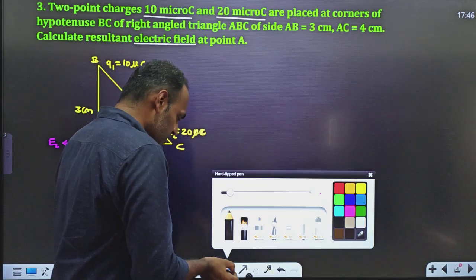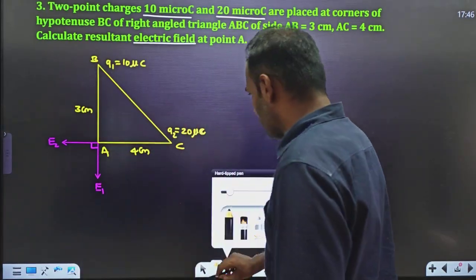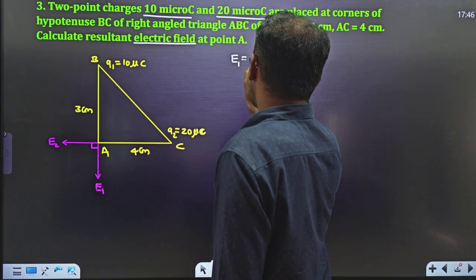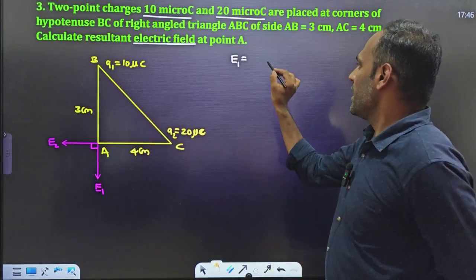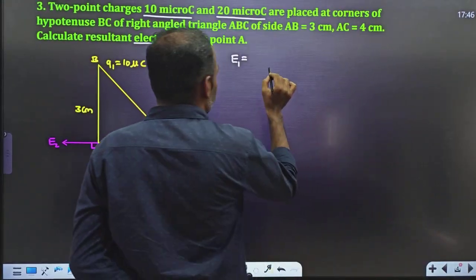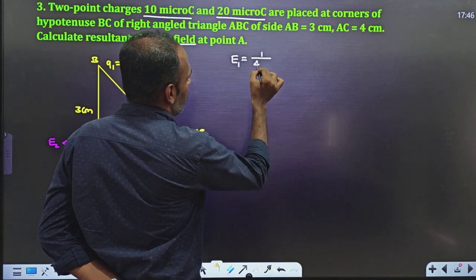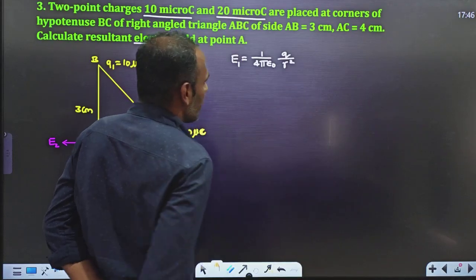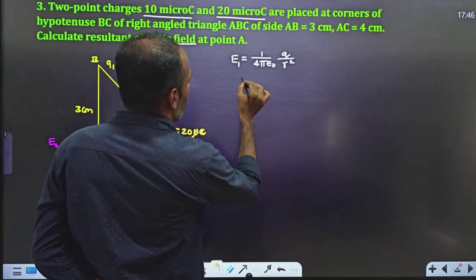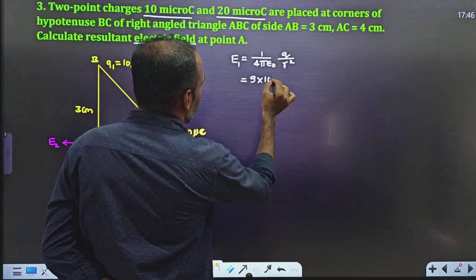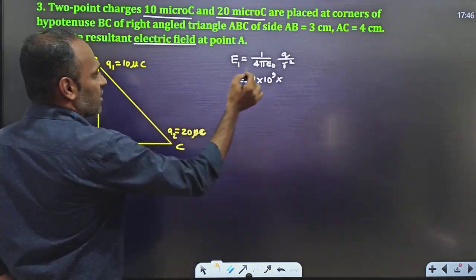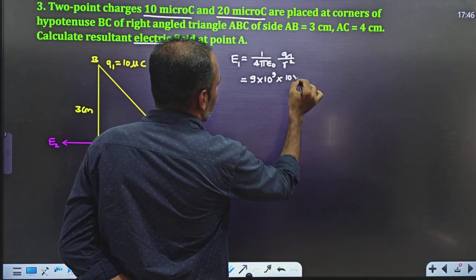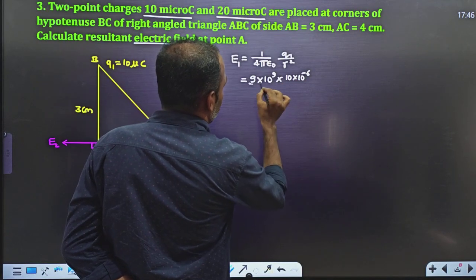Okay. So first what you do, you calculate E1 and E2. Calculate E1 and E2. Okay. E1. Write the formula of the electric field of a point charge. The electric field of a point charge is given as 1 by 4 pi epsilon naught Q divided by R square. This is the formula of the electric field. Okay, 1 by 4 pi epsilon naught is 9 into 10 raised to 9. Q, what is Q? I mean Q1, for E1 you have to take Q1. Q1 is 10 microcoulomb. So 10 into 10 to the power minus 6 divided by R square.